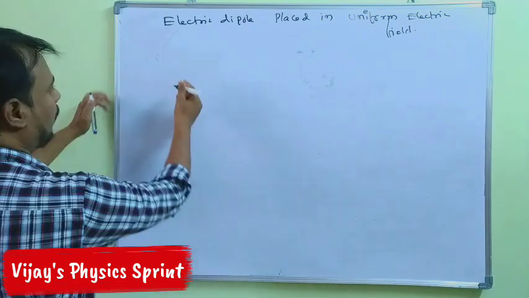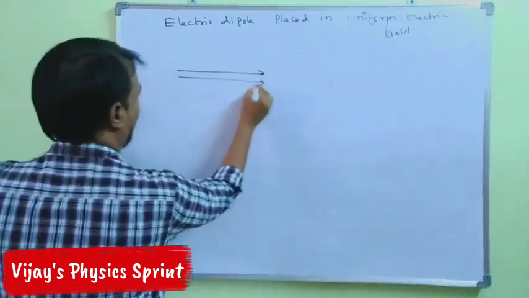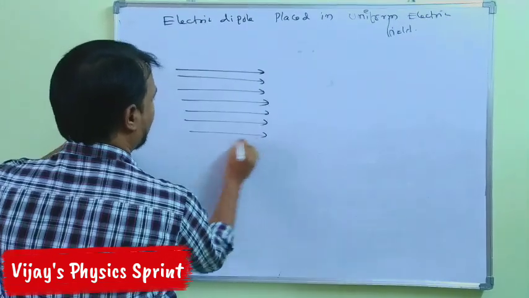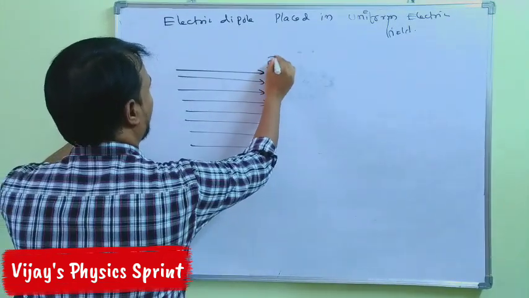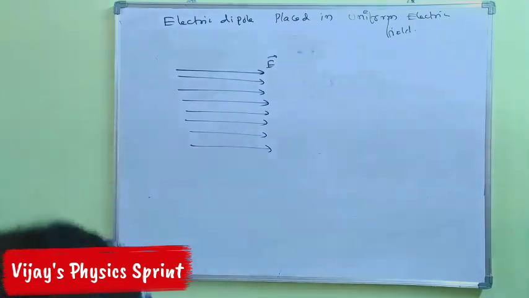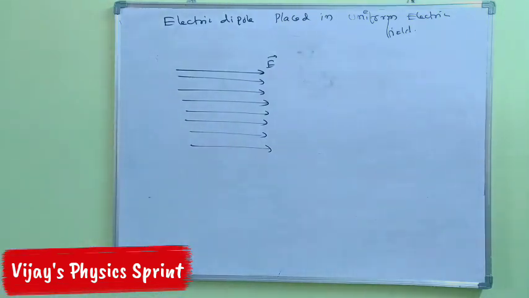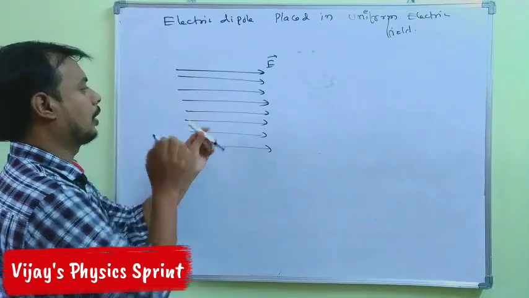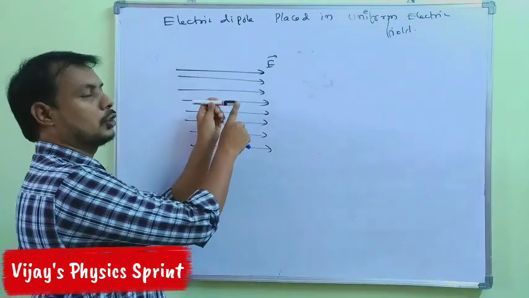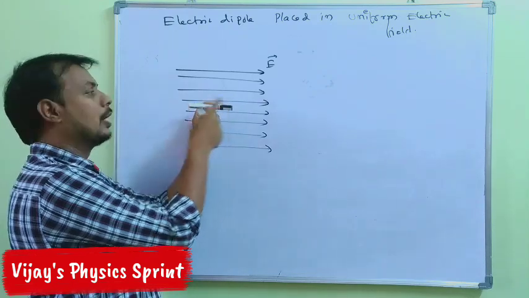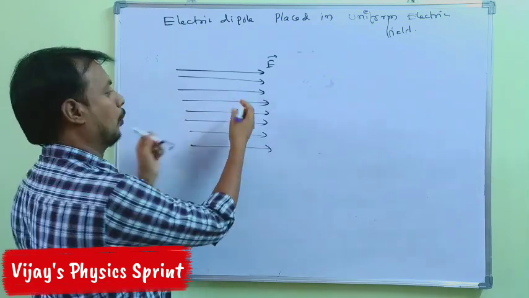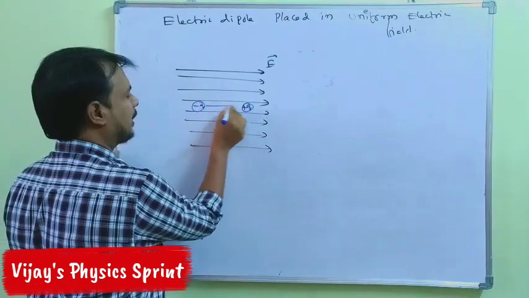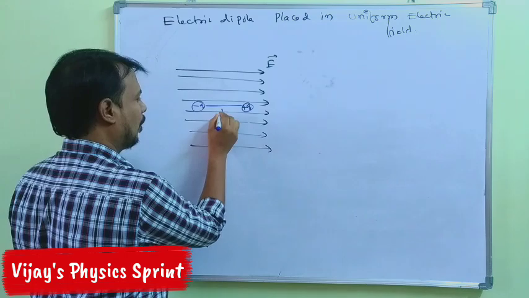So this is the direction of the external uniform electric field, E bar. Just imagine this is the dipole, with positive charge as well as negative charge placed in the uniform electric field. This is positive and this is negative. The distance between the charges of the dipole is equal to 2a.